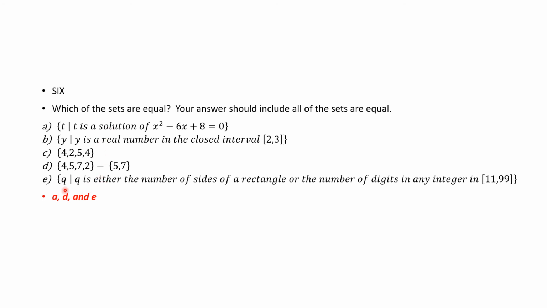And then E is the set of Q, where Q is either the number of sides of a rectangle, which is 4, or the number of digits in any integer between 11 and 99. Well, we're talking about integers here, so each of those has 2. So this is 2, this is 4. So the answer to this is A, D, and E.